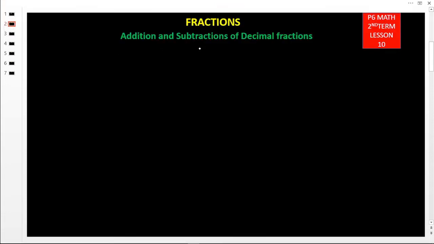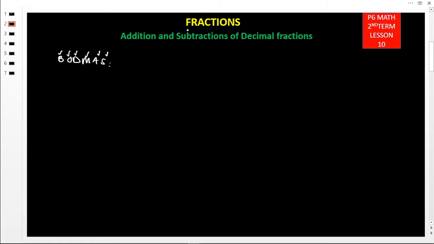The addition and subtraction of decimal fractions. Here we are going to have them combined, but remember, when we have combined operations, we always have what we call the BODMAS. We use this BODMAS, whereby this is the bracket of division, multiplication, addition, and subtraction.